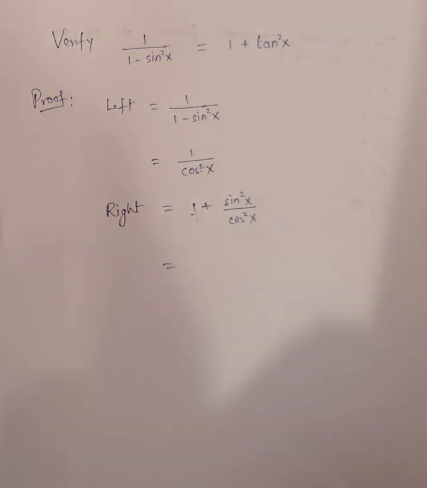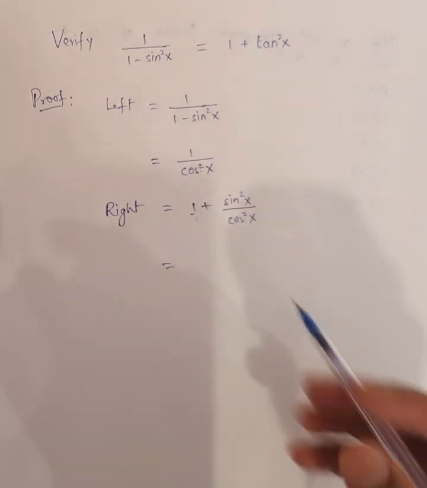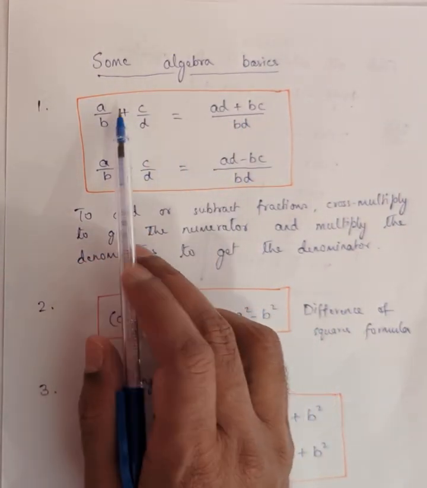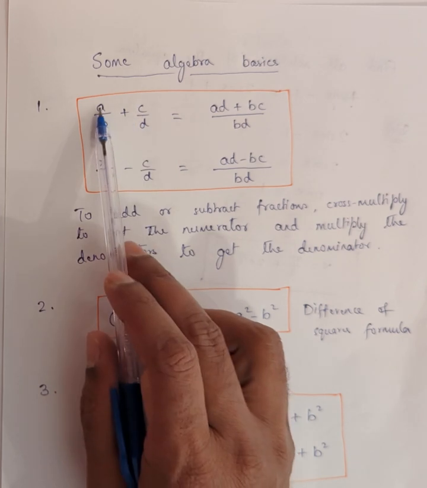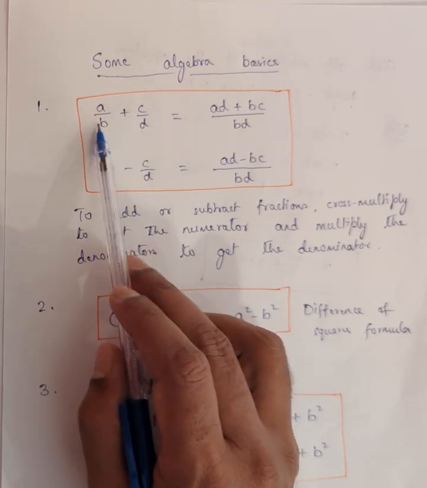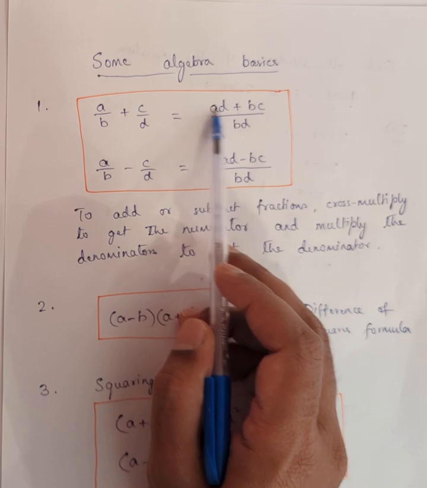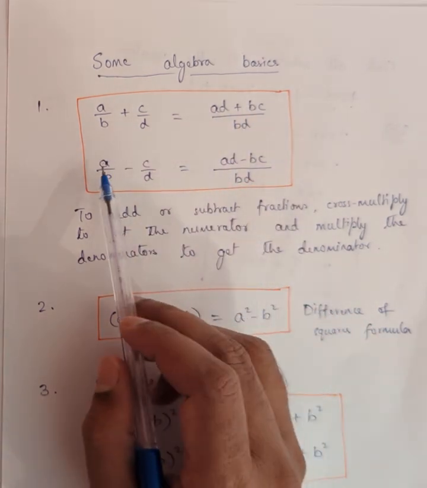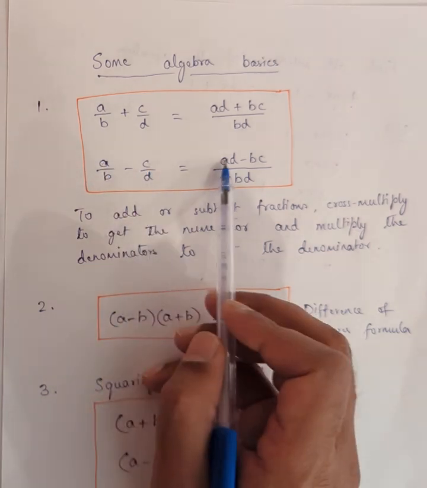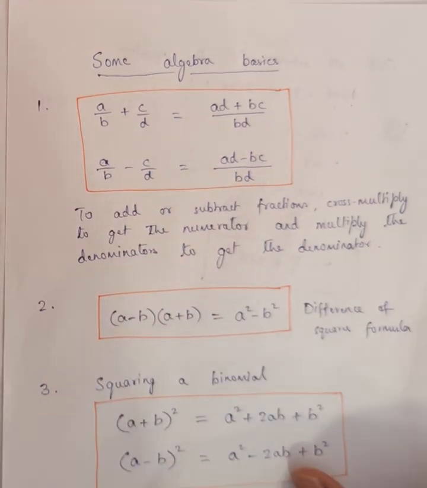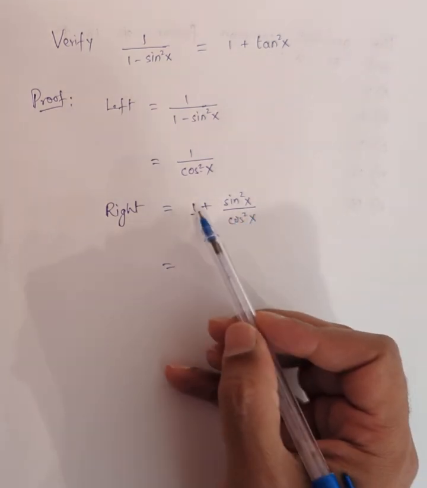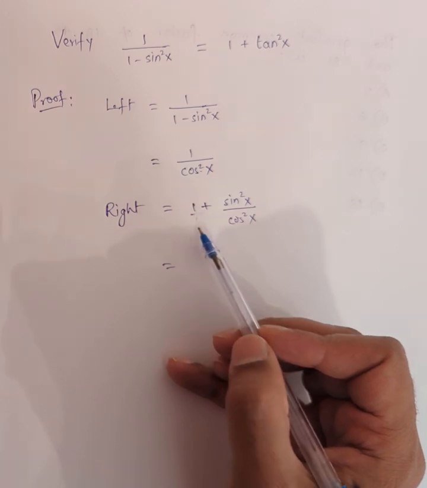And one other prerequisite is to know how to quickly add and subtract two fractions. So if you want to add two fractions, you simply cross multiply AD plus BC to get the numerator, and your denominator is the product of the denominators. If it's subtraction, you would have AD minus BC over BD. So in this case, if I want to combine 1 plus this fraction, I can think of 1 also as a fraction, 1 over 1.